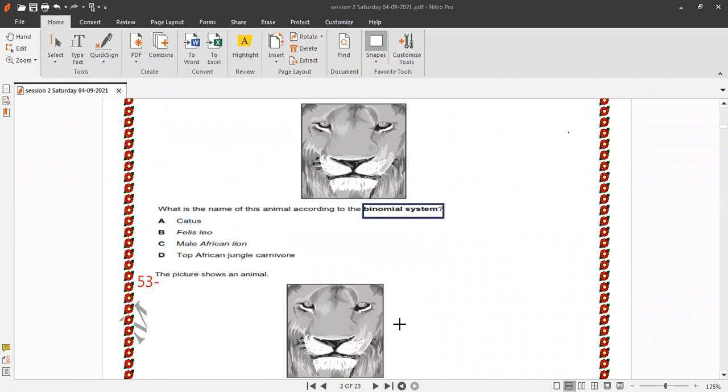A or B, C or D? The scientific name. Genus starts with capital letter and italic, and the second part with lowercase letter and also italic. The genus and species. The correct answer? A or B or C or D?